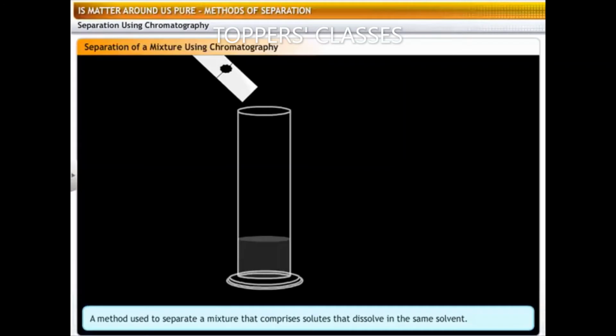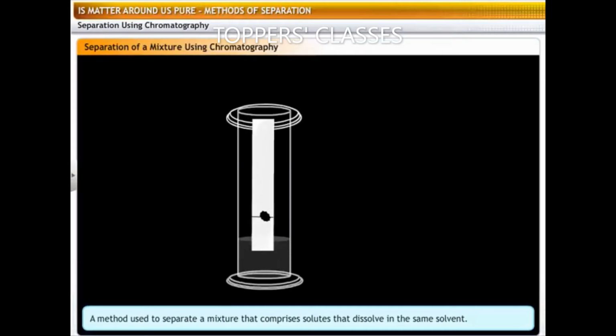Finally, lower the filter paper into a jar containing water, so that the drop of ink on the paper is just above the water level. Don't disturb the jar. You will see that the water rises up the filter paper.